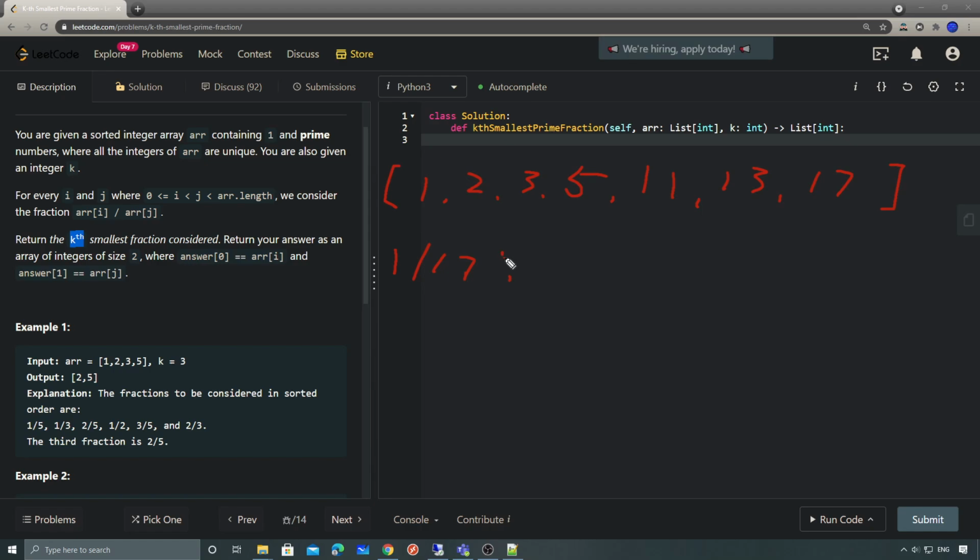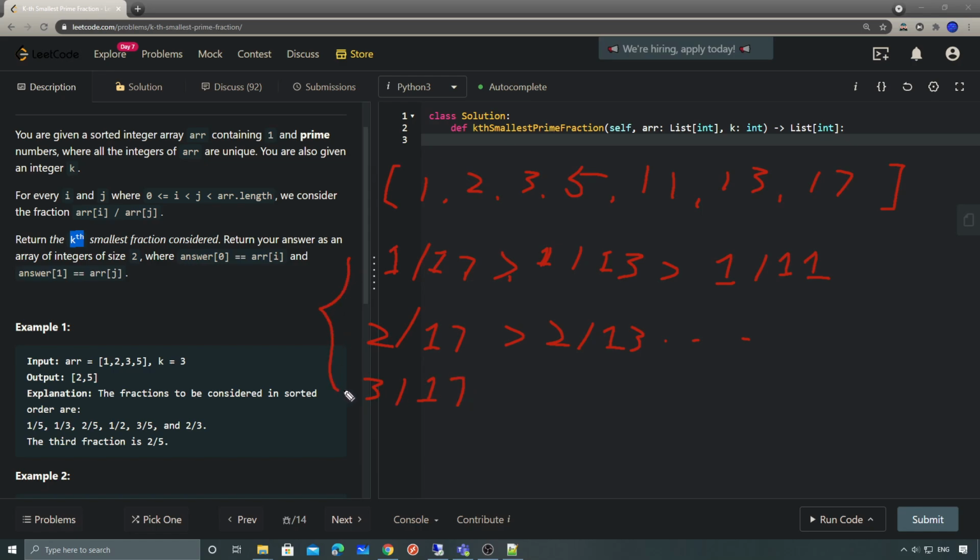Because this one is greater than 1 divided by 13, right? Also greater than 1 divided by 11, right? So same thing for 2. This one is the smallest given 2 as the first number, right? This is 2 divided by 13, right? So on and so forth. Similar for 3, right?